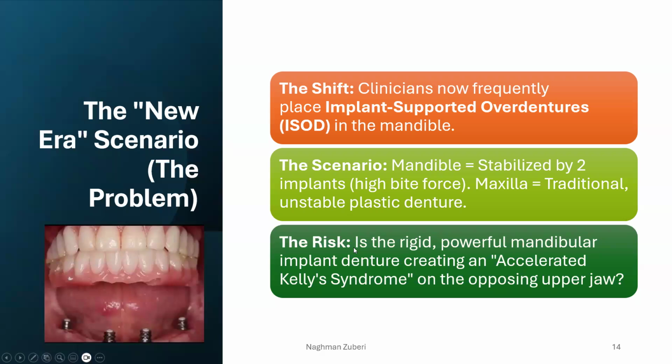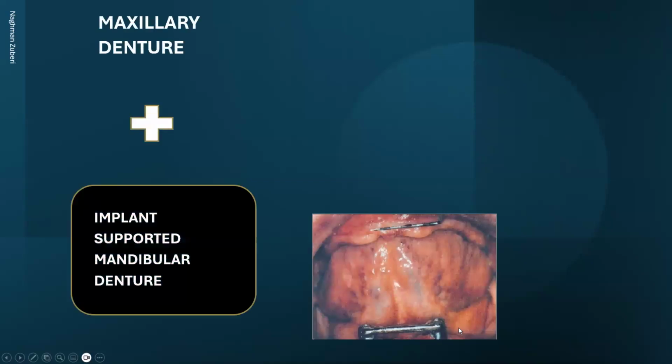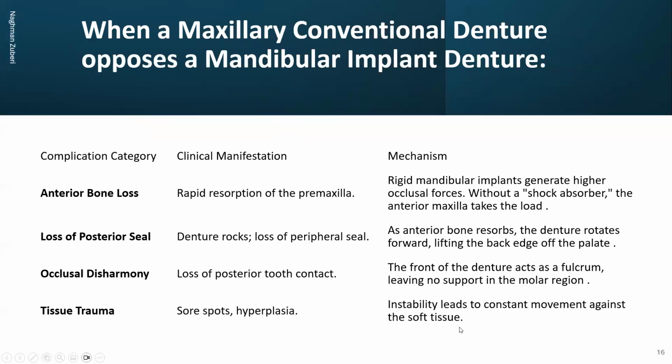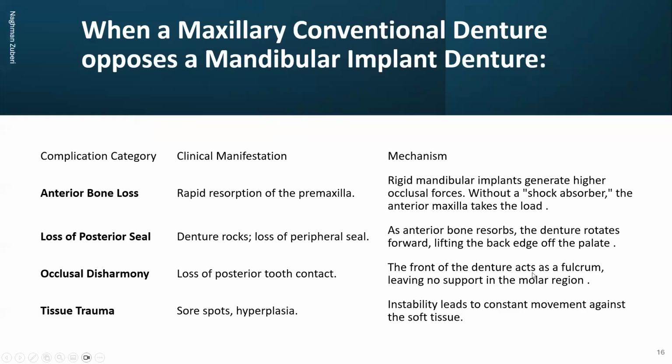The risk is that the rigid, powerful mandibular implant denture creates an accelerated Kelly syndrome on the opposing upper arch. So basically, a maxillary denture opposing an implant supported mandibular denture leads to new era combination syndrome. When a maxillary conventional denture opposes a mandibular implant denture, what could be the problems?